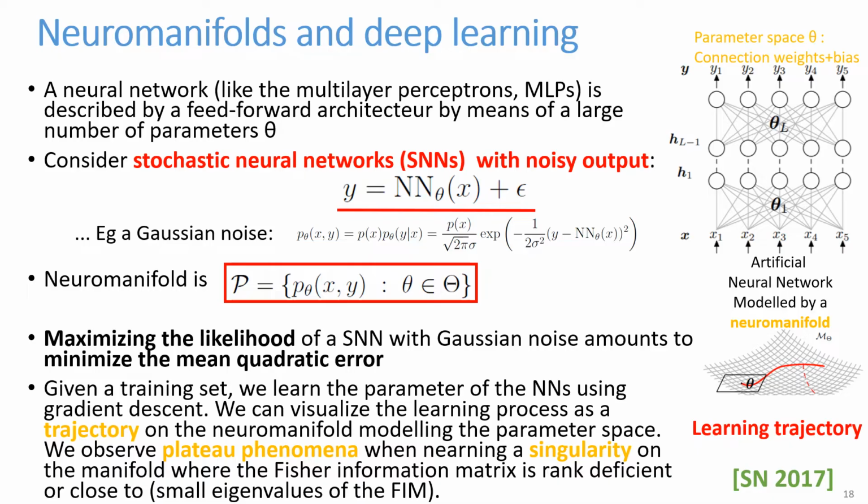Given the training set, we can show that maximizing the likelihood of such a stochastic neural network amounts to minimizing the mean quadratic error. We can also visualize the learning process as trajectories on the neural manifold, here shown by the red curve. However, in our setting, the Fisher information for hierarchical models, like neural networks, is only positive semi-definite. The Fisher information can thus be rank deficient at singularities, and ordinary gradient descent may fail to learn and be very slow to converge close to singularities.